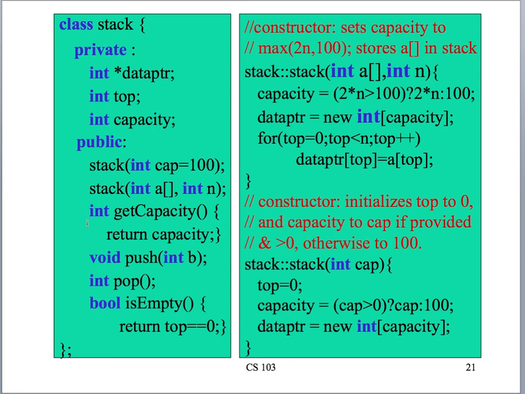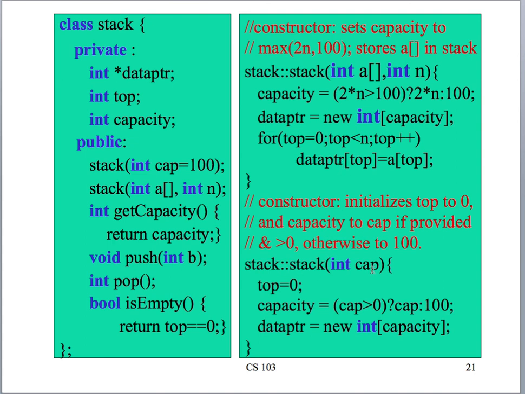Now I've created some other methods where I can find out what the current capacity is. And then of course I've got my push and my pop and my isEmpty. These were the three original functions. Now what happens in the stack constructor where I can preload is I have to set the capacity to something. I'm either going to set it to 2 times n or 100, whichever is larger. And then I'm going to dynamically allocate space based on the capacity, and then I'm going to load up the initial data.